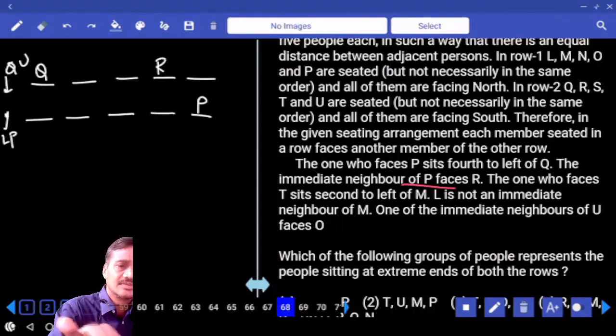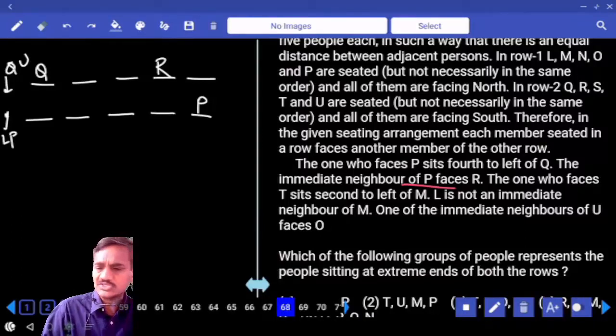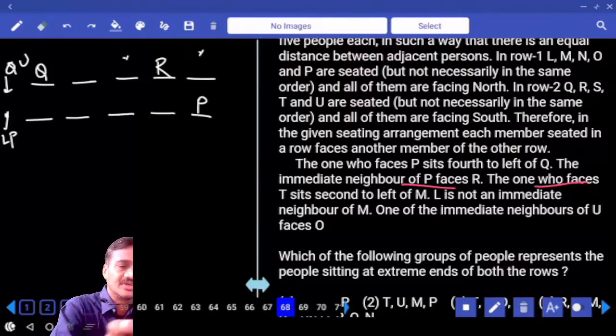Facing R. And next one, T sits second to the left of M. As T is seated second to the left of M, where is this T here? The one who faces T sits second to the left of M. Now T cannot be at this place. Now T cannot be here. What is the only possibility? The one who is facing T is seated second to the left of M.